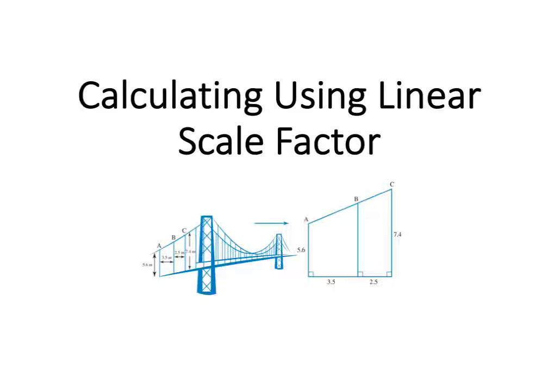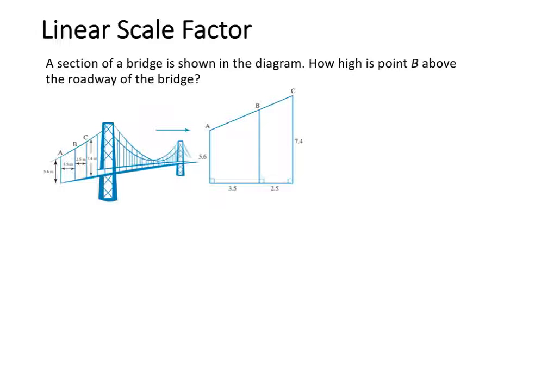In this video, we're going to have a look at how to use scale factor to calculate a missing dimension in a diagram. So a section of the bridge is shown in the diagram below. We want to calculate how high point B is above the roadway of the bridge. So to enable us to complete the calculation, we need to make some triangles that are going to be similar.